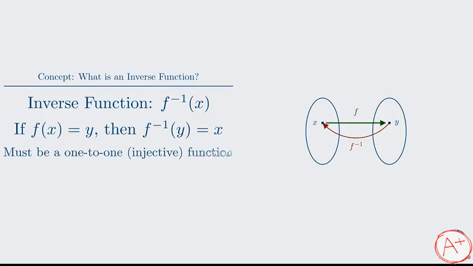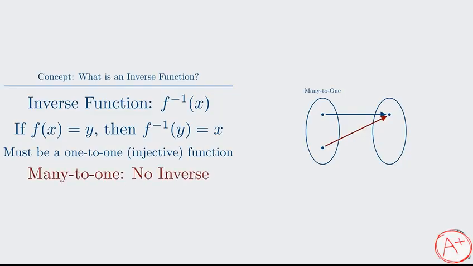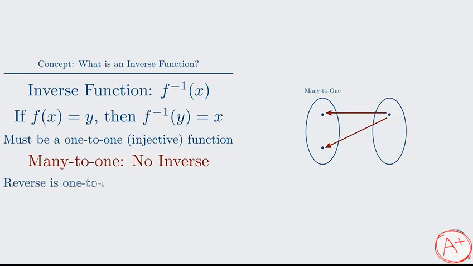Crucially, for a function to have an inverse, it must be a one-to-one function, also known as an injective function. This means that for every unique output value in the range, there is exactly one corresponding input value in the domain. Let's compare a many-to-one mapping with a one-to-one mapping. If a function is many-to-one, where multiple x values produce the same y value, it does not have an inverse over that domain. This is because the reverse mapping would be one-to-many, which violates the very definition of a function.